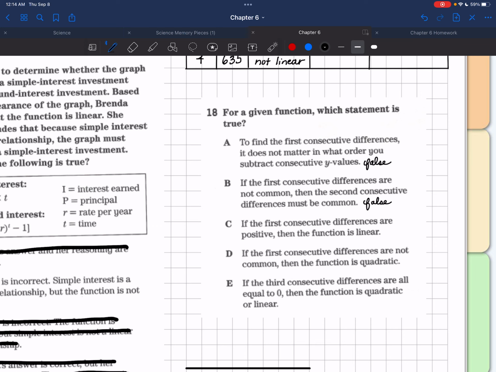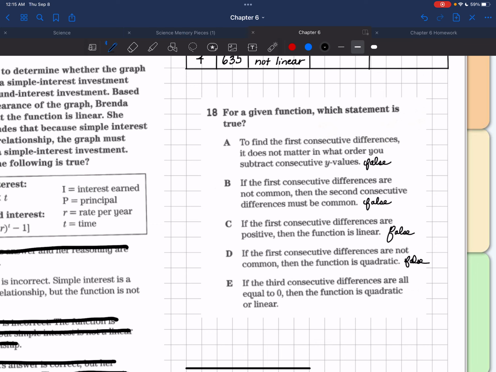If the first consecutive differences are positive, then the function is linear. Well, that positive has nothing to do with it. What we're looking for is whether or not they're common. So that statement, as it's written, is a false statement. If the first consecutive differences are not common, then the function is quadratic. May be or may not be. If it's quadratic, it'll work at the second level, but if it's not quadratic, it could go on forever.